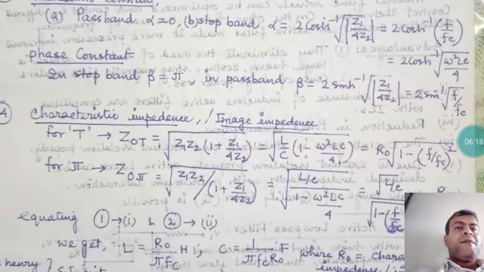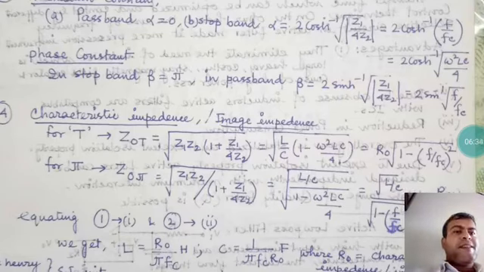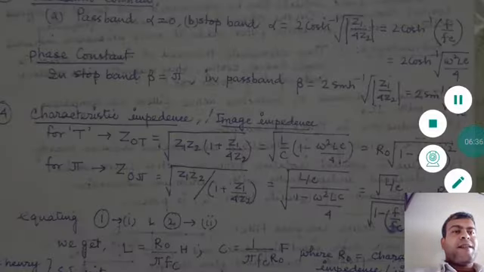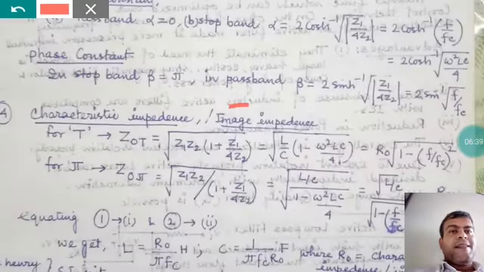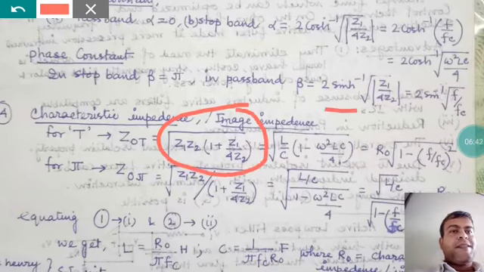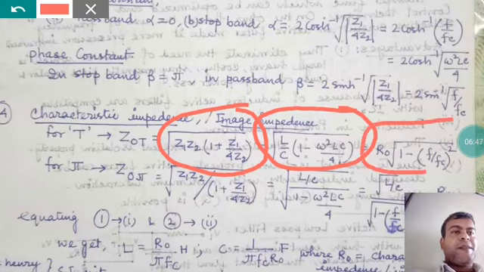Okay, now we have to find out the characteristic impedance. Already, if you multiply ZSC and ZOC and take the root, then it is ZOT. So for the T network Z0, what is the value? If this value is evaluated, finally it is R0 into root over 1 minus f by fc square, where fc is the cutoff frequency. And if it is a pi network, the Z0 pi is basically this.